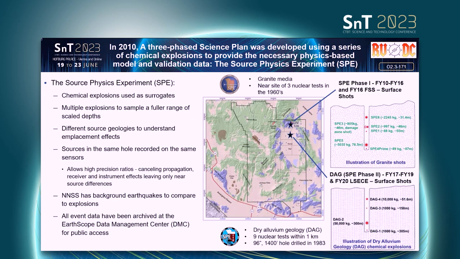So NNSS is a great natural laboratory because we have both explosions historically from testing, but we also have earthquakes and a robust natural seismicity. So it's an excellent place to do work. On the right-hand side there, phase one was in granite. We had 6 shots at varying depths and yields. And then at the bottom right, we moved to what's called DAG, dry alluvium geology. Phase one was in a wet granite. So we had these brackets, two very dissimilar geologies.